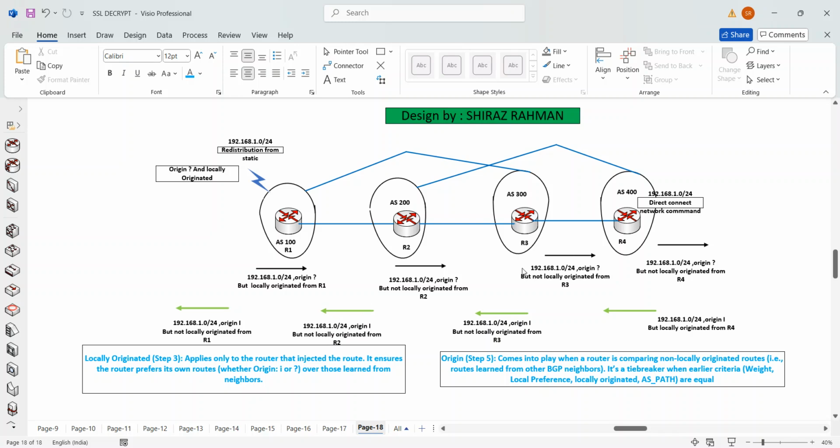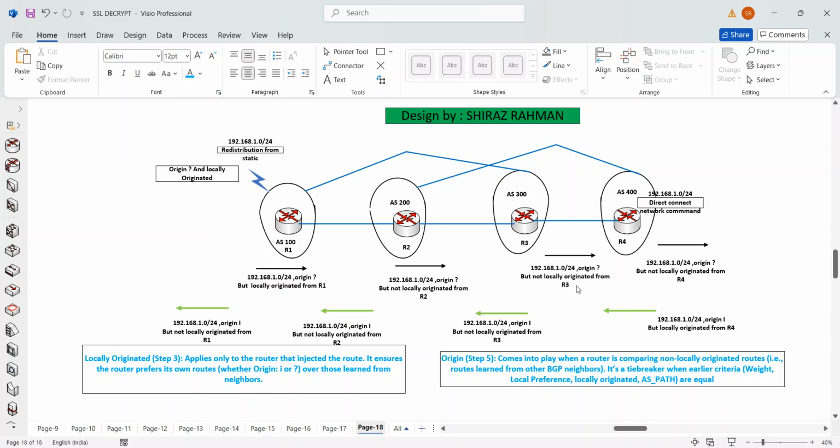Okay, now move to the next one, R3. Which route will be installed? We have 192.168.1.0 with origin question mark, and we have 192.168.1.0 with origin I. It is also one hop away, this is also one hop away. AS is equal, weight is equal. Now which route is going to be installed in the BGP routing table?